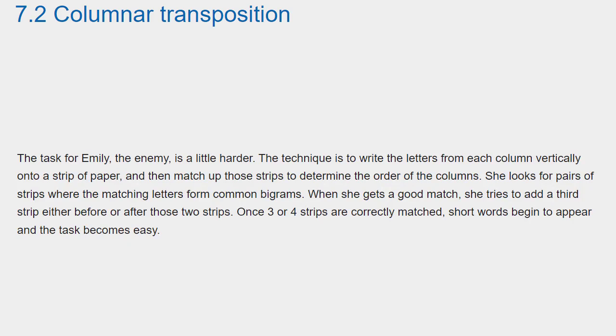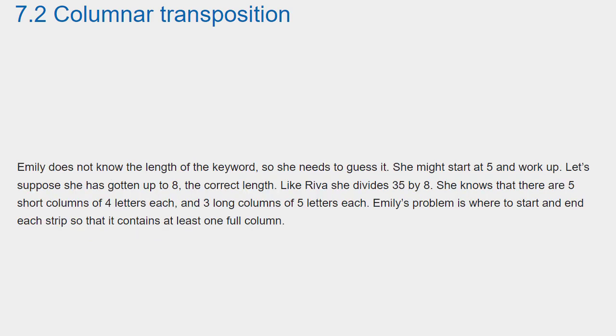The task for Emily, the enemy, is a little harder. The technique is to write the letters from each column vertically onto a strip of paper, and then match up those strips to determine the order of the columns. She looks for pairs of strips where the matching letters form common bigrams. When she gets a good match, she tries to add a third strip either before or after those 2 strips. Once 3 or 4 strips are correctly matched, short words begin to appear, and the task becomes easy.